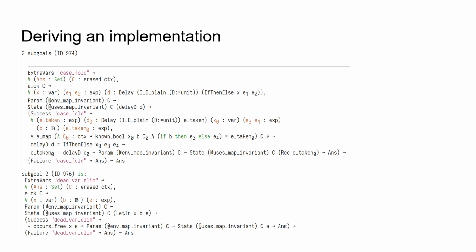This first proof obligation is basically the tool's way of asking the user to explain how to implement the case folding transformation using the helper data structures that they specified. This hole is given a fancy dependent type, which prevents the user from filling it with an incorrect implementation. Similarly, the second goal is the tool's way of asking the user to explain how to implement dead variable elimination, and again, the types prevent the user from making a mistake.